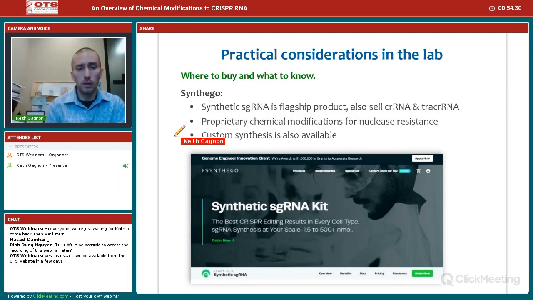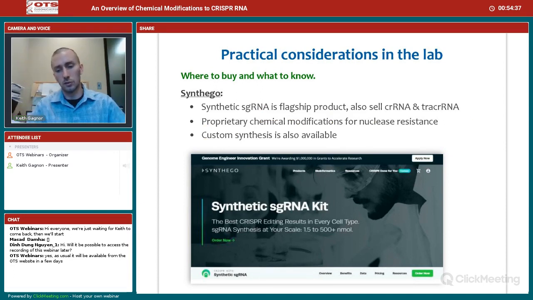They can also do custom synthesis of the single guide RNAs, but I think you'll need to contact them and find out what they can and cannot do for you. So not bad. They also charge less for academics than for industry.